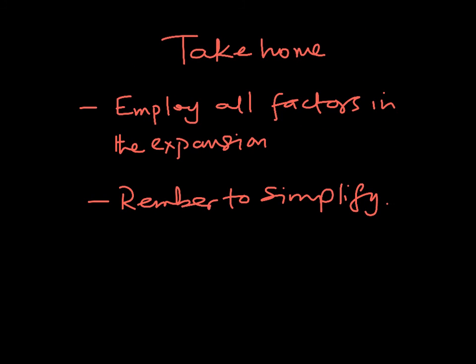As a take home, employ all factors in the expansion. Don't leave any factors out. Make sure you distribute all the factors that are outside the bracket into all the contents of the bracket. What I mean is that if you have something outside the bracket that has a lot of factors like 4ab squared, make sure that you don't leave out a, or one of the b's, or the number 4. Always make sure that all the factors are taken into consideration, and then remember to simplify.